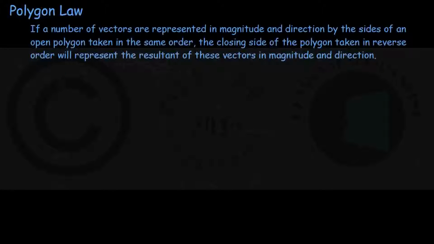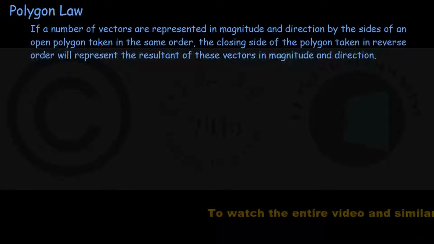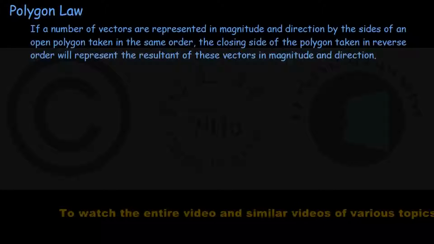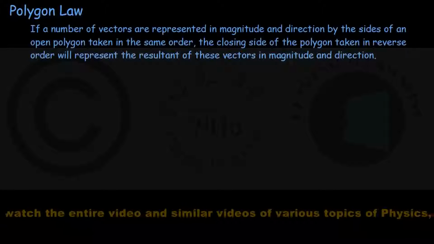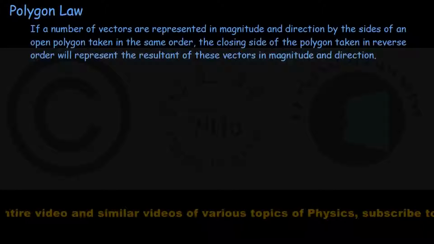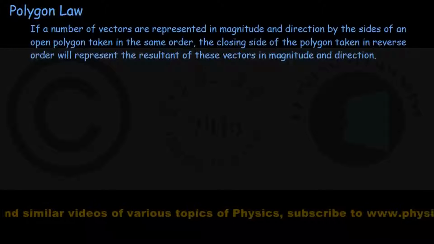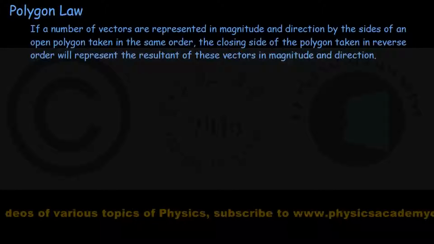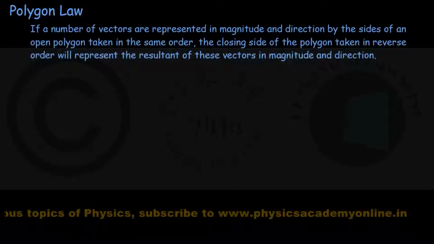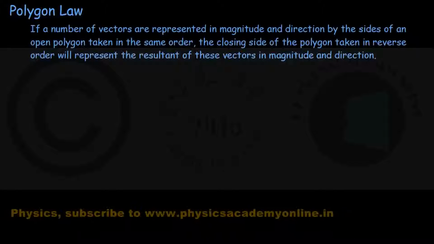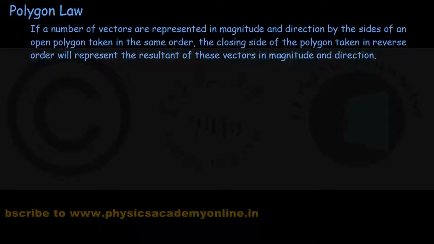Now we come to the second important law of vector addition, and that is called the polygon law. As the name suggests, it's a construction regarding a polygon which contains 4 or more sides. If a number of vectors are represented in magnitude and direction by the sides of an open polygon, that's important, taken in the same order, the closing side of the polygon taken in reverse order will represent the resultant of these vectors in magnitude and direction.